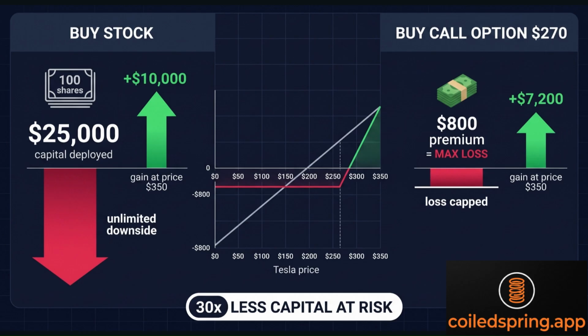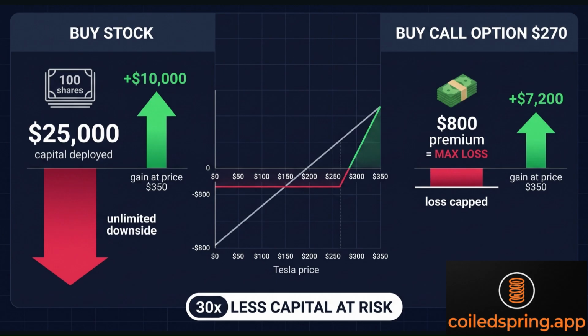If Tesla falls 30%, you've lost $7,500. If it goes to zero, you've lost everything. Choice 2, buy a call option. Strike $270, premium $800. That's it, $800 is your maximum possible loss. $800, not $25,000. Now Tesla rises to $350.